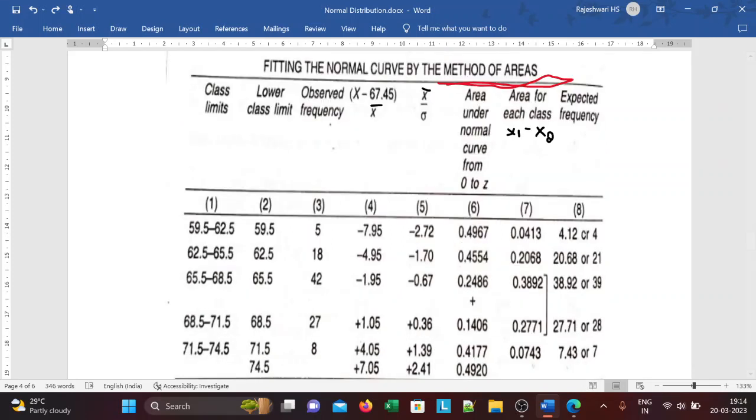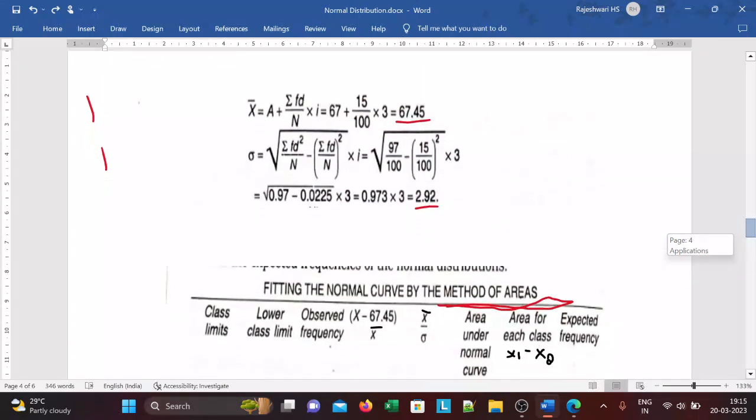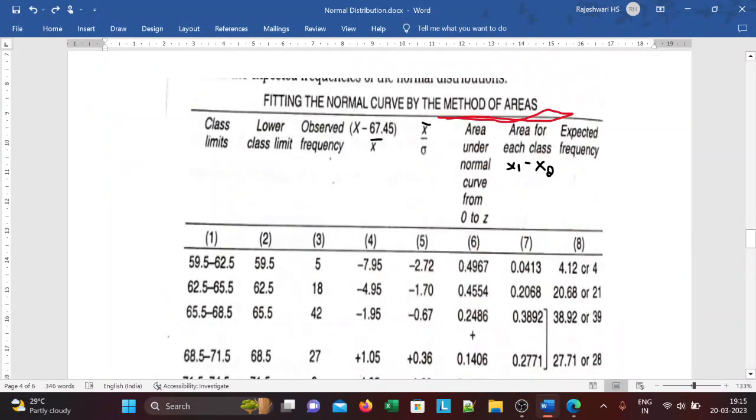Sorry, I said something wrong, I felt. See here, in the fourth column we have calculated x minus x bar. From this we are going to calculate. So the fourth column divided by the standard deviation: minus 7.95 divided by standard deviation 2.92. So 7.95 divided by 2.92 is 2.72. 4.95 divided by 2.92 is 1.70. So that is our fifth column.